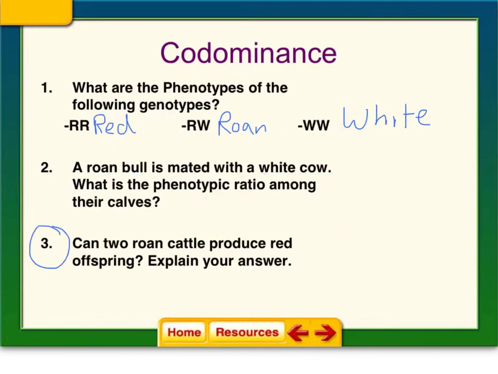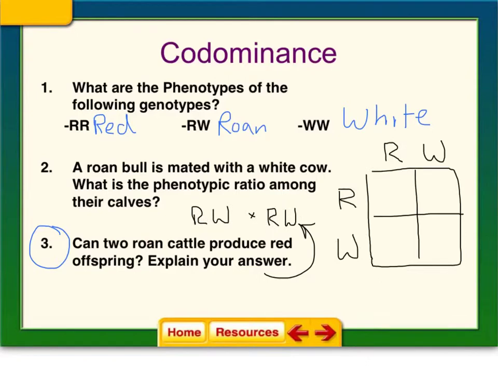Okay, now we're going to cross 2 roan cattle and then ask the question, can they produce red offspring? Pause. Okay, so I did my cross, wrote that up here, 2 roan cattle. I put them in my Punnett square here.